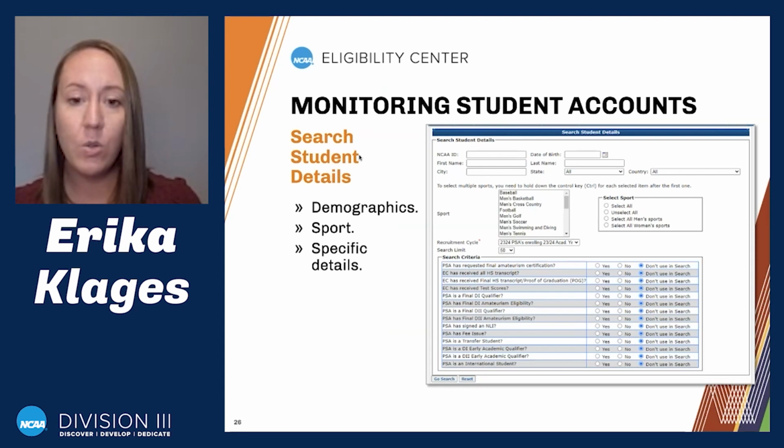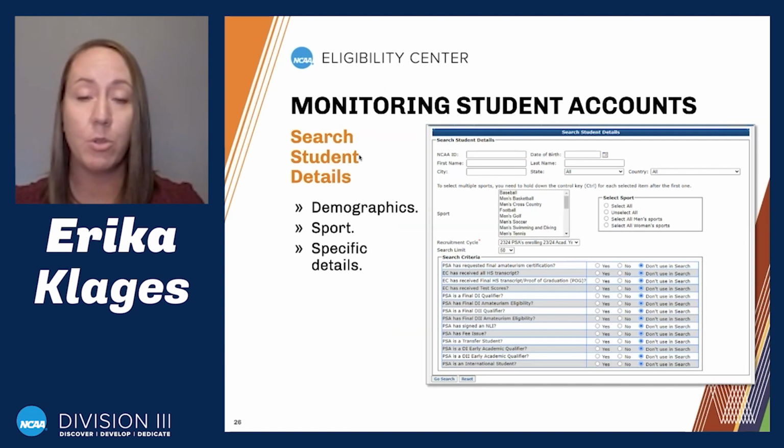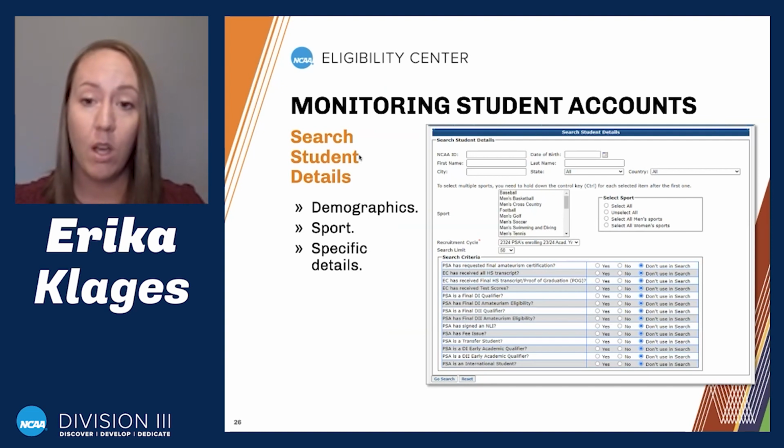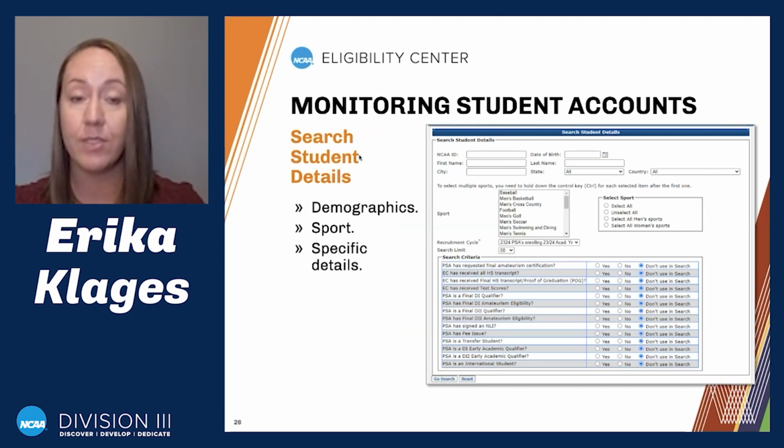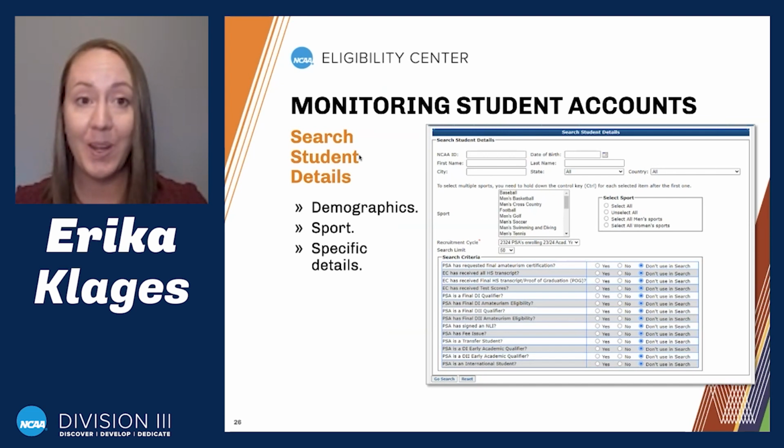So here you can break this down by PSAs who have requested final amateurism, yes or no. It would be very helpful, come late July, if you want to make sure that everybody coming in the fall is ready to go. If your prospective student athlete has not yet requested final amateurism at that time, I would recommend it's time to give them a nudge to do so.